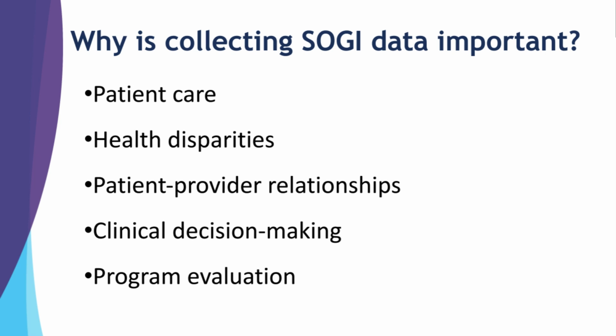SOGI data can also help build trust and rapport between patients and providers. When providers know a patient's SOGI, they can avoid making assumptions or using the wrong pronouns. SOGI data can be used in clinical decision-making, and it can also help healthcare organizations evaluate the effectiveness of their programs and improve them to meet the needs of the LGBTQIA community. The collection of SOGI data is vital for identifying the unique health needs of the LGBTQIA community, who often face significant health disparities and barriers to accessing healthcare services.